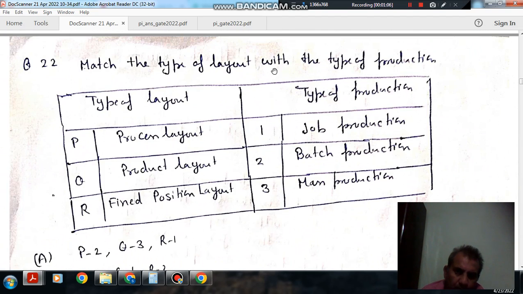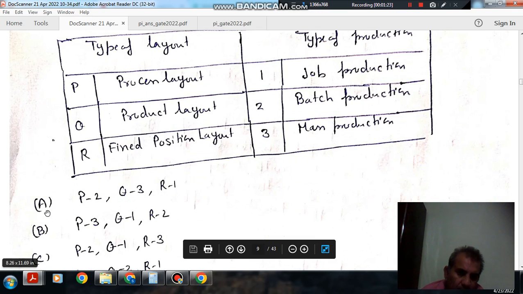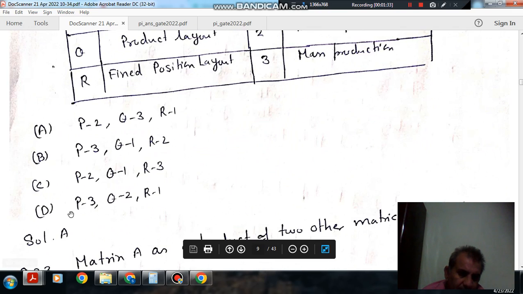match the type of layout with the type of production. Type of layout and type of production. P, process layout. Q, product layout. R, fixed position layout. And type of production: 1, job production. 2, batch production. 3, mass production. Option A, P2 Q3 R1, and option B, P3 Q1 R2. C, P2 Q1 R3, and D, P3 Q2 R1.